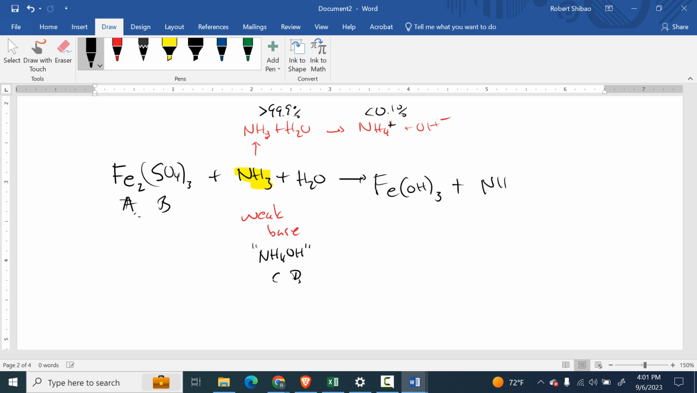C is ammonium, B is sulfate. And so sulfate is a 2 minus, ammonium is a 1 plus. So we'll need 2 ammoniums for every sulfate.